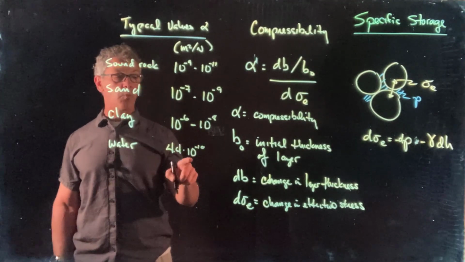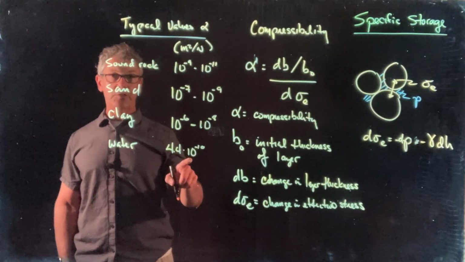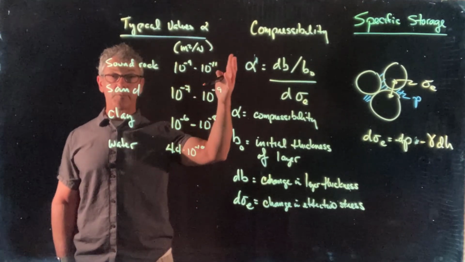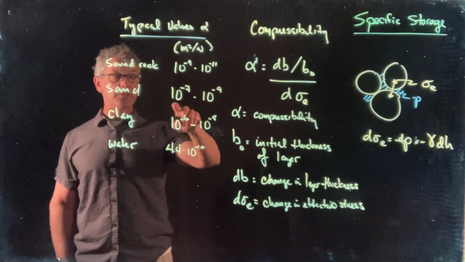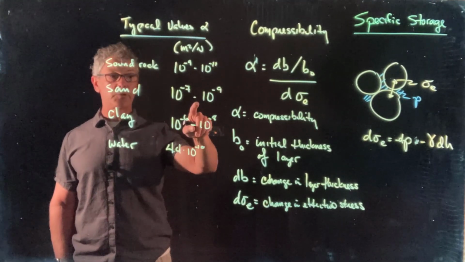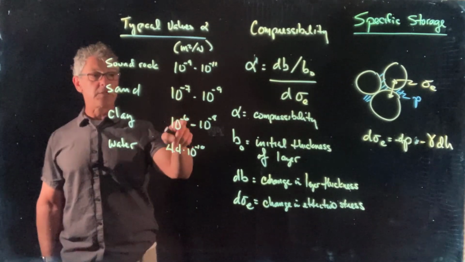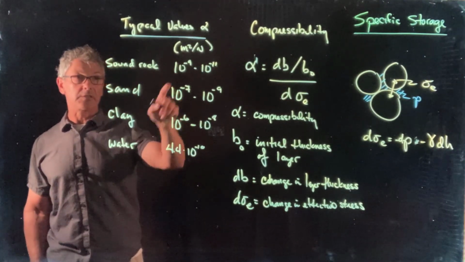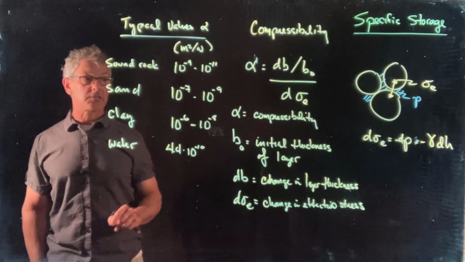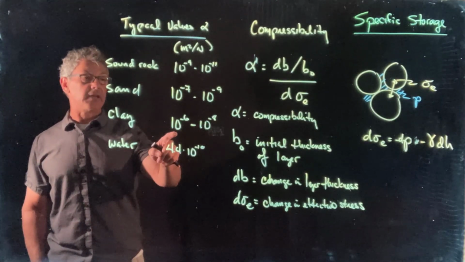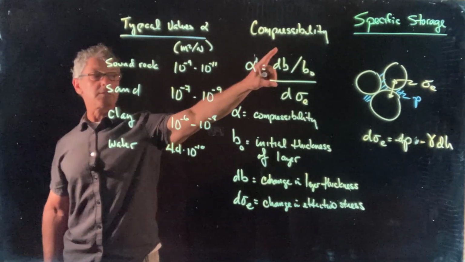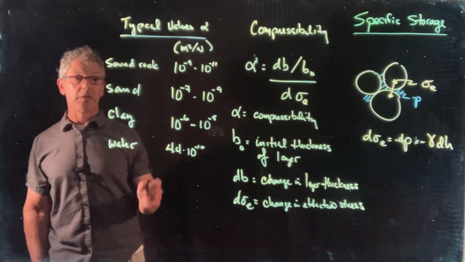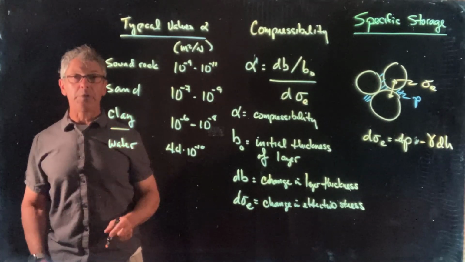Okay, so you can see that water is very incompressible. It has a compressibility on the order of a sound rock, like a granite or something that's not very fractured. Sand isn't terribly compressible. Clay, however, you can see is orders of magnitude more compressible than sand and sound rock. Right? So we would expect that this alpha value, the change in thickness with respect to effective stress, is going to be much, much greater in a clay than it would be in a sound rock.